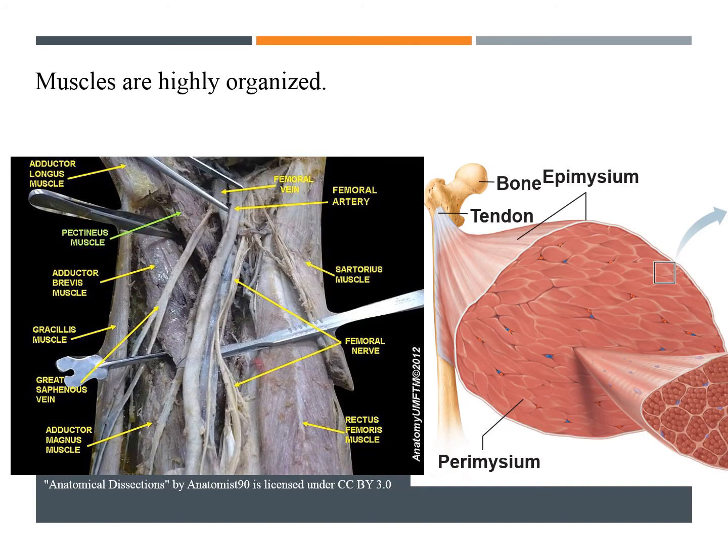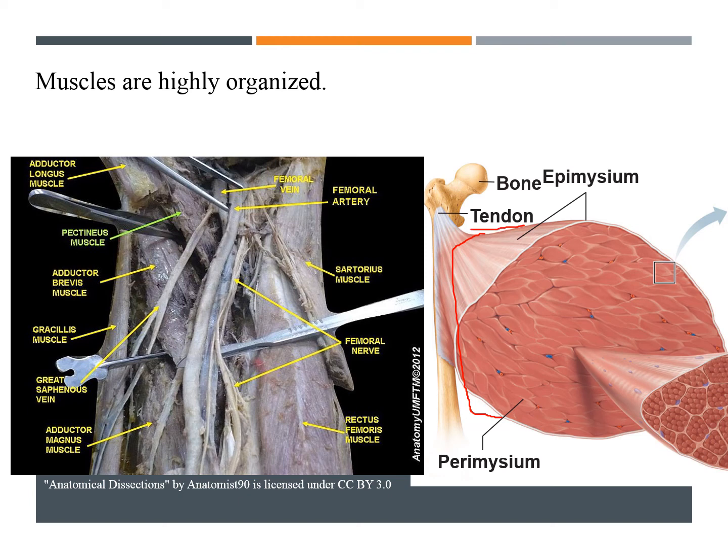Now let's look at how the structures from the last slide are arranged. These are pictures of the thigh. Let's look at the diagram on the right first. This represents an entire muscle, just one muscle. And it is connected to the femur back here by a tendon.